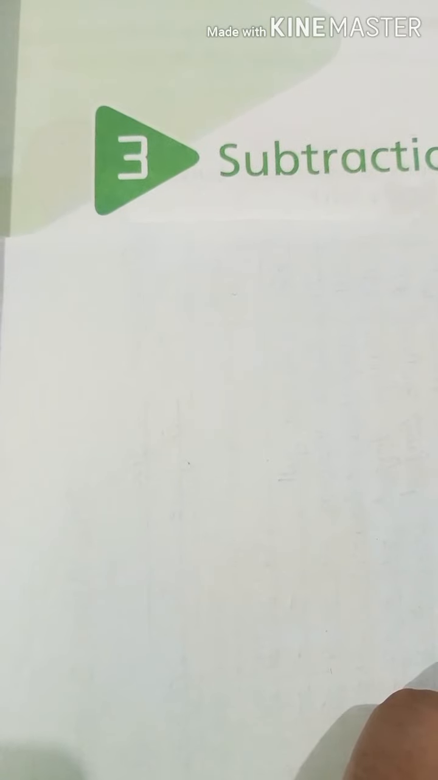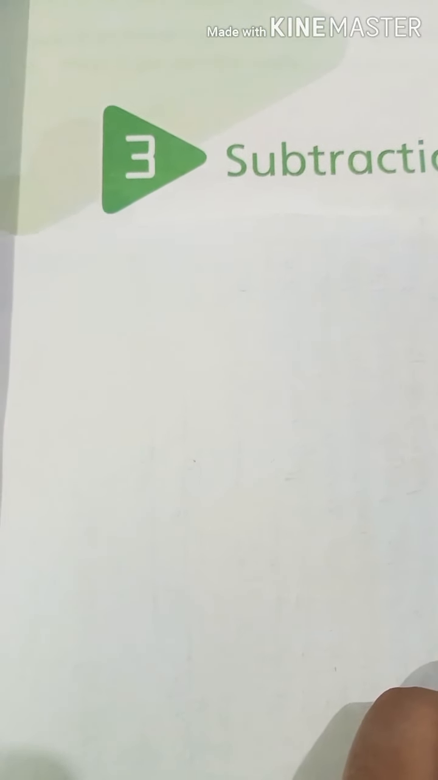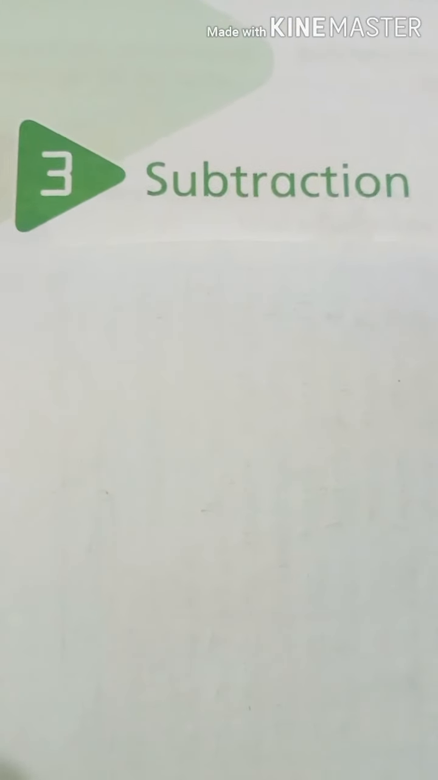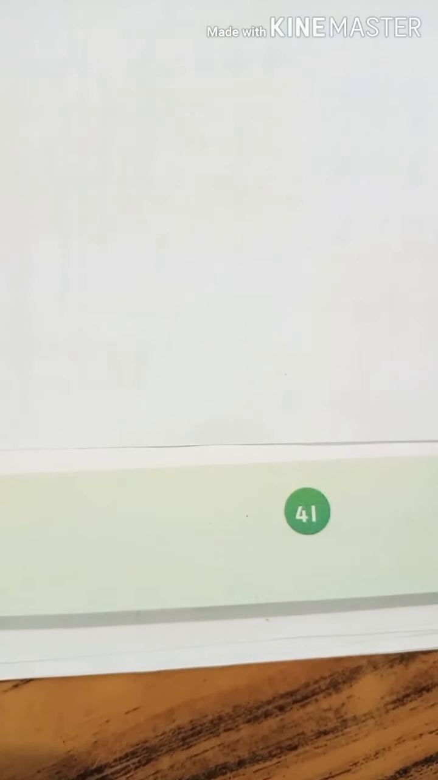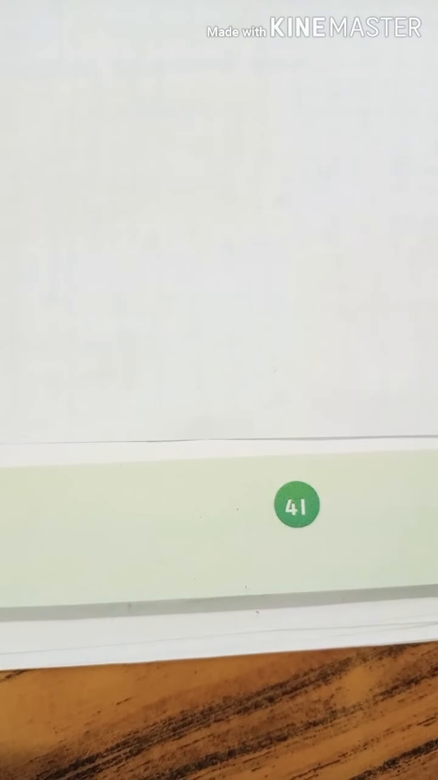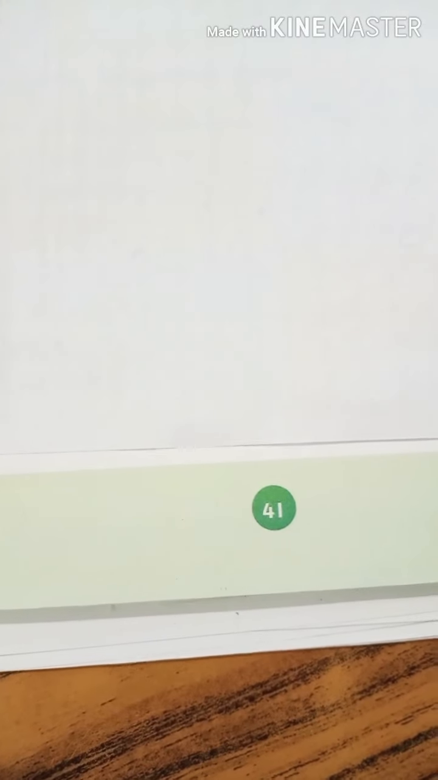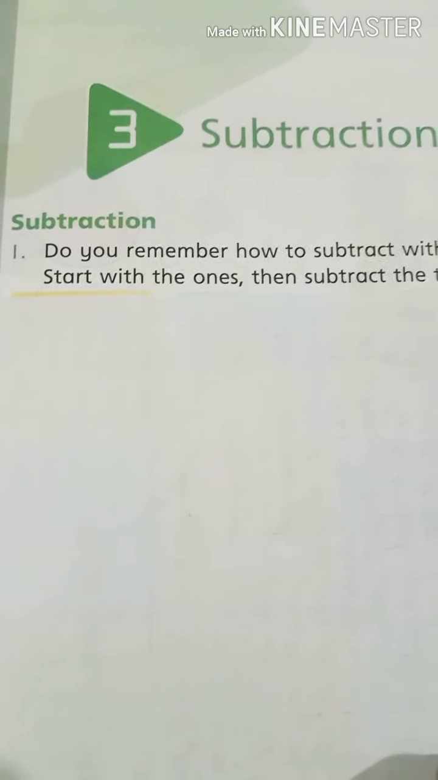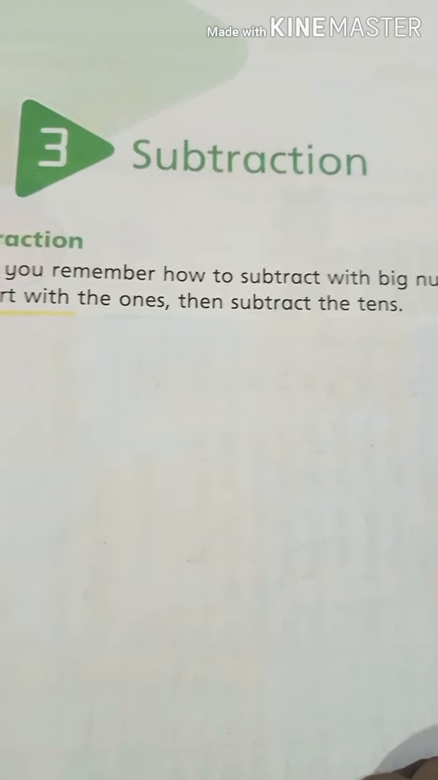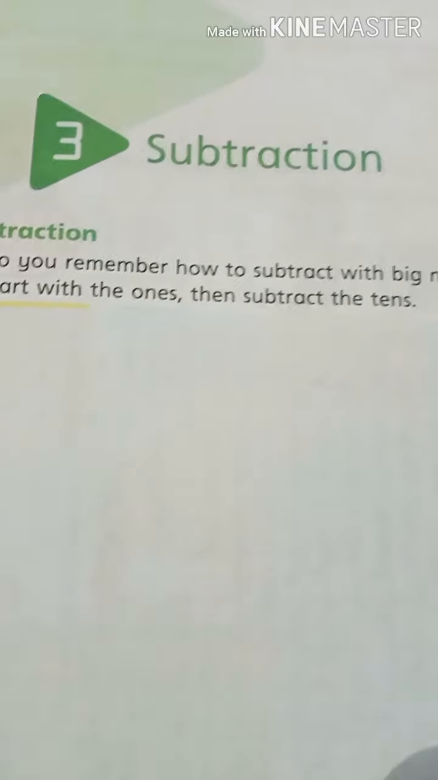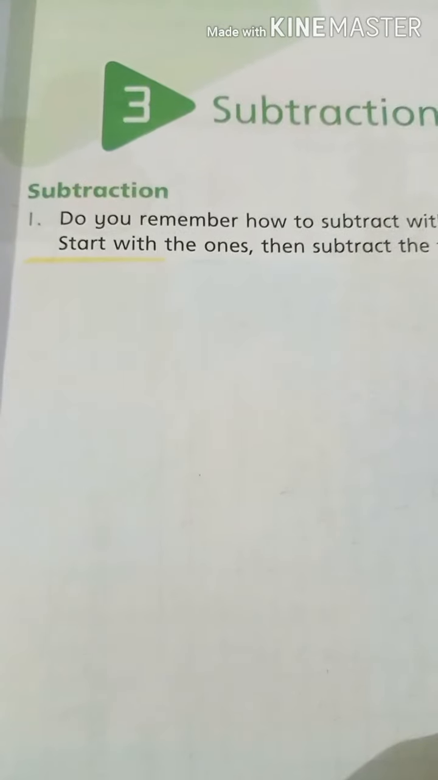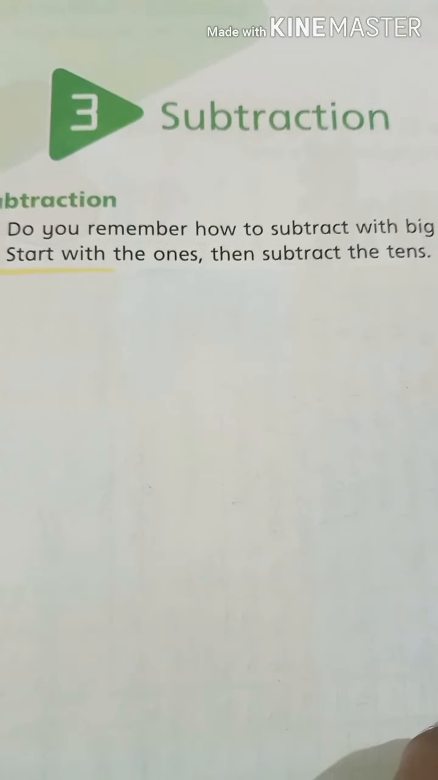Students, today we are going to start our new chapter 3, Subtraction. Today we will revise our chapter number 3, that is Subtraction. And today we will revise our page number 41. Open page number 41. Look students, we already have learned about the process of subtraction, and we know how we can subtract smaller numbers from the bigger numbers. We always start from the ones side, then we will subtract our tens side.